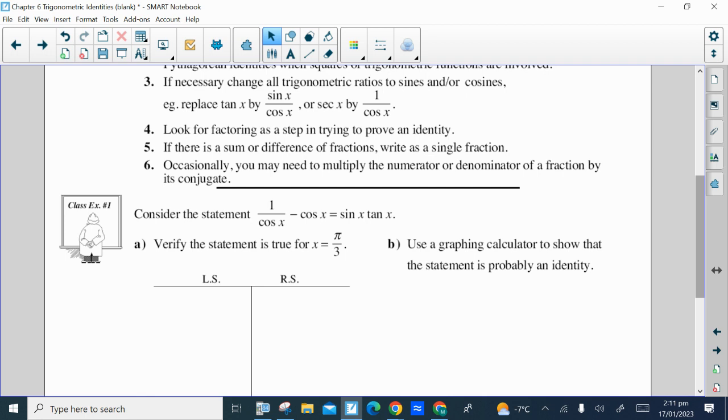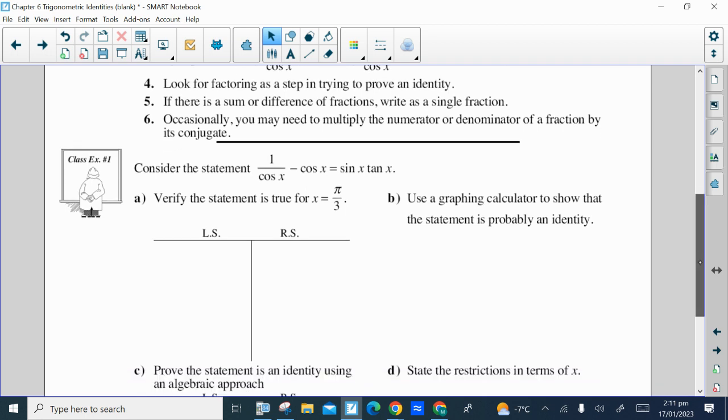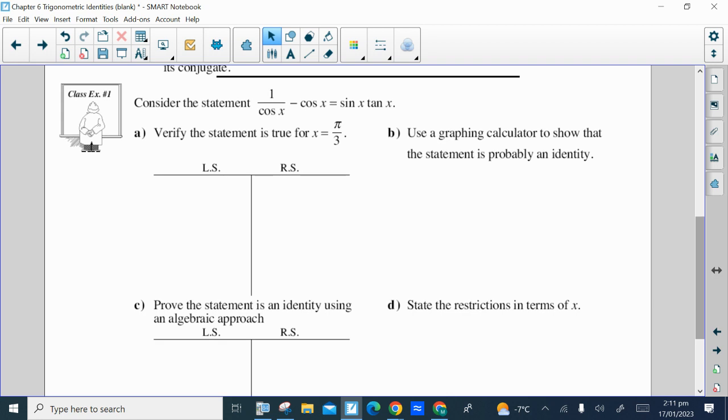Okay? But we look at example 1. Consider that statement. 1 over cos x minus cos x is equal to sine x tan x. That's a statement. Okay? We are going to prove that it is an identity. Prove that it is true. You can't assume that it is. The whole point of these exercises is proving that it is. Now, you can prove that the statement is true for a specific angle. In this case here, it wants us to prove that the statement is true when x equals pi on 3.